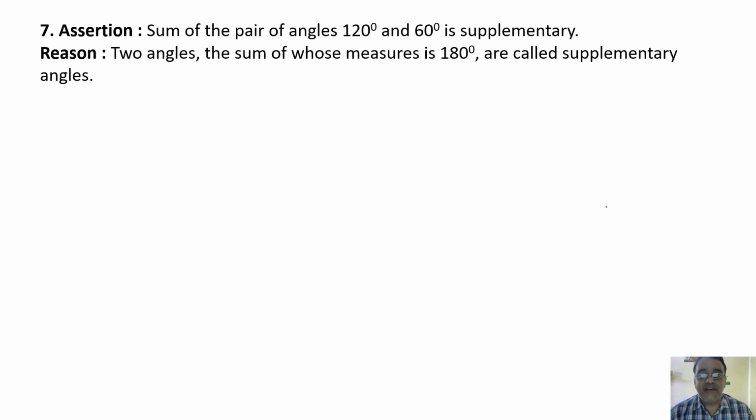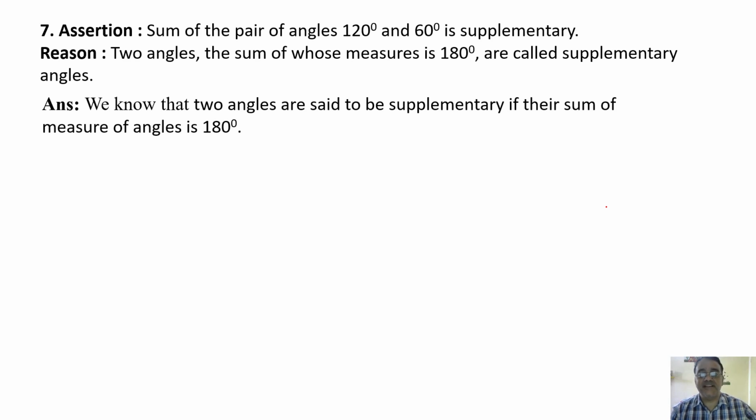Assertion: Sum of the pair of angles 120 degree and 60 degree is supplementary. Reason: Two angles, the sum of whose measure is 180 degree are called supplementary angles. So यहाँ पे reason correct है? Yes, sir. Right. Very good. We know that two angles are said to be supplementary if their sum of measure of angles is 180 degree. So reason is correct. Now we have to check whether assertion is correct or not.